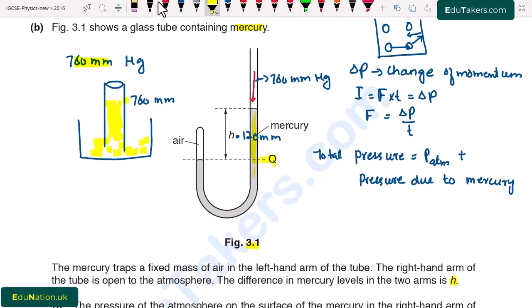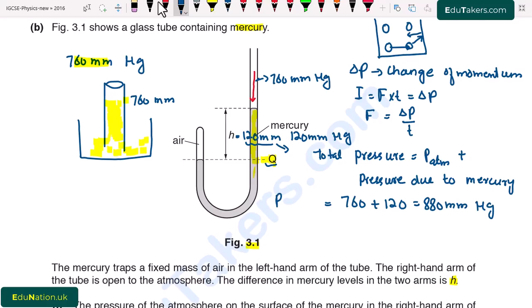The same concept we apply here in the case of pressure due to mercury. Here height is given, which is 120 millimeter. It means that the pressure due to the mercury is 120 millimeter Hg. So the total pressure at the point Q will be the sum of both of these pressures. Total pressure is equal to 760 plus 120, which is 880 millimeter Hg. It is the total pressure at point Q.